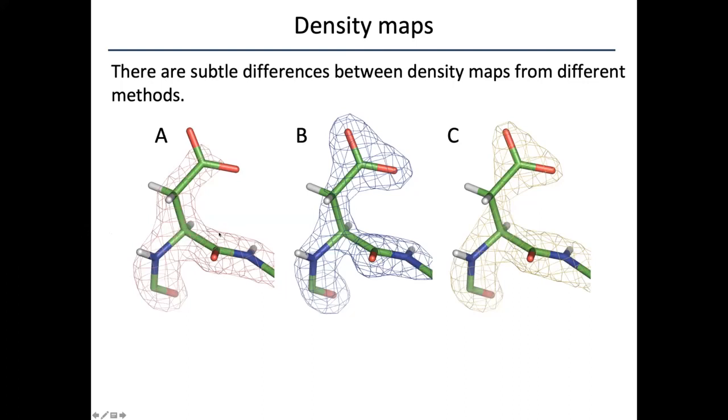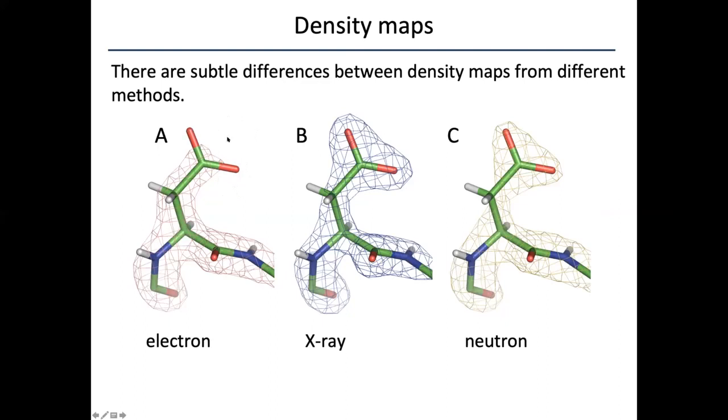Okay, that's almost correct. So A, electron, B, X-ray, C, neutron. Right, so that's the correct one. And let's see why that is the case. So A is the electron map, the electrostatic potential map.